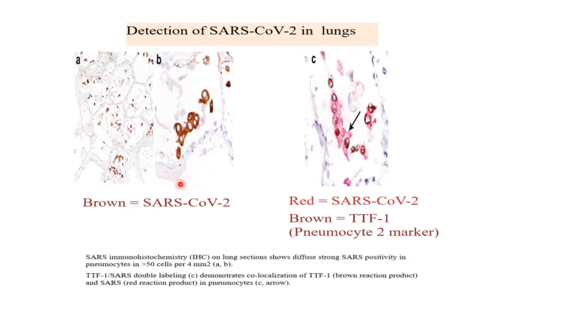So here is SARS-CoV-2 being expressed in the alveoli. This is brown. In this section, the brown shows SARS-CoV-2. In this section, there is a change of color scheme. Red equals SARS-CoV-2, whereas brown is the TTF1, a Pneumocyte2 marker.